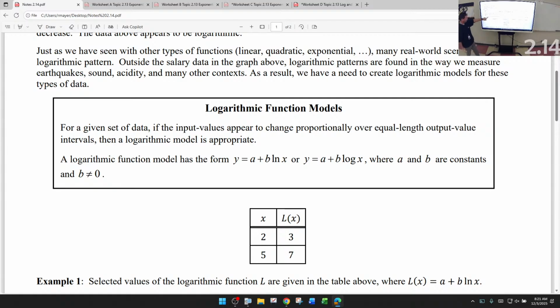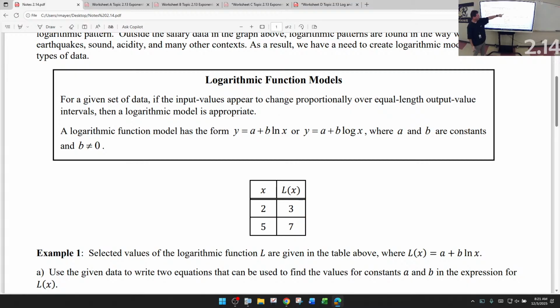The logarithmic function has the model of y equals a plus b ln x, natural log, or y equals a plus b log x, where a and b are constants. There's some values. Of course, b can't be 0, because if b was 0, it would no longer be logarithmic. It would be a constant, because you have 0 times everything. So they put these things in there just to make a duh statement.